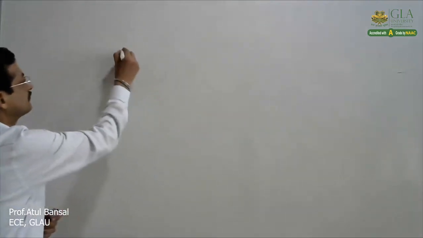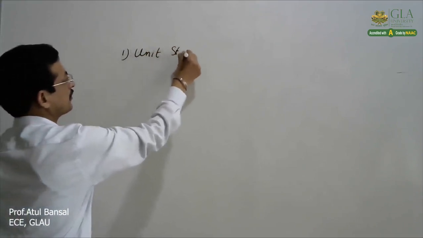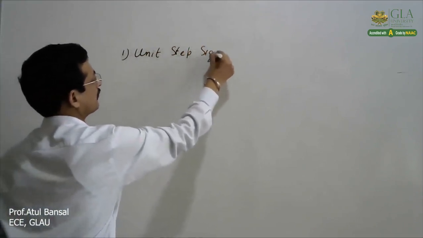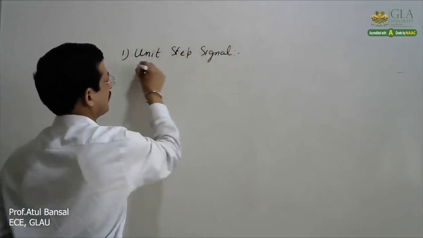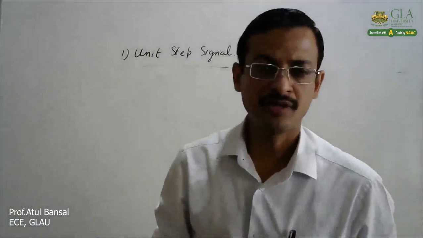Hello everyone. In today's video, we will discuss some of the standard signals that are available to us, which are very useful for analysis of signals and systems. So in this category, the first standard signal is known as unit step signal. All right, so how do we define unit step signal?